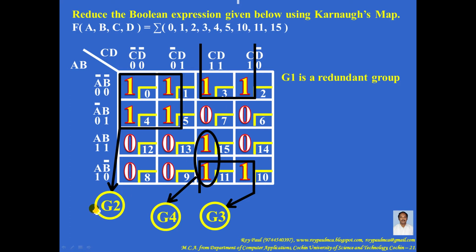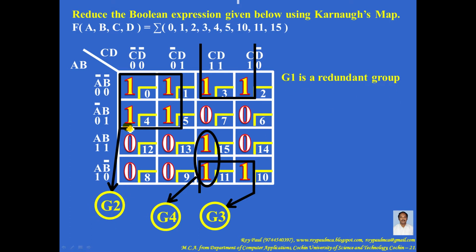No need to consider the redundant group. Is G2 redundant? No, because not even one of G2 is there in any other group. Is G3 redundant? No, because these are the 4 ones, and you can see that this one is not there in any other group, so not redundant. Is G4 redundant? These are the 2 ones. You can see that this one is not there in any other group, so not redundant. So only one redundant group is there, and it is removed. Now you can simplify G2.